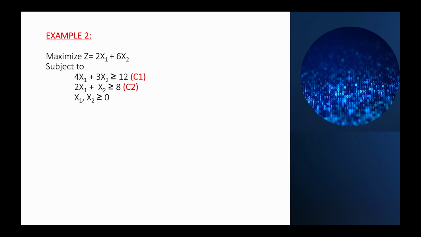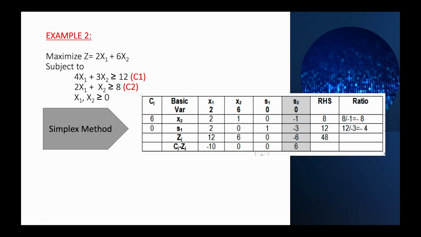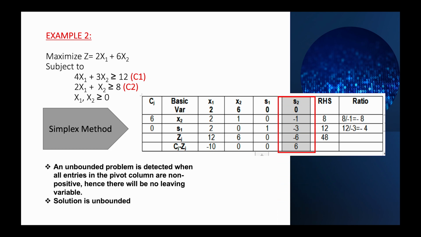Based on the same example, now we look at the output from the simplex method. An unbounded problem is detected when all entries in the pivot column are non-positive. Hence, there will be no leaving variable. So it is also called the solution is unbounded.